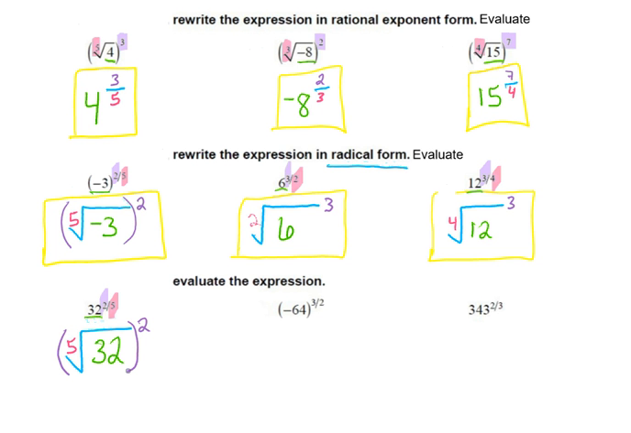So if we're looking for the 5th root of 32, we want to know what number raised to the 5th power will equal 32. And that answer is 2. So we're going to say, okay, we have a 2, but we're not done. We still need to square that answer. So when we finish squaring that answer, that is going to give us a value of 4. And that will be our final answer.